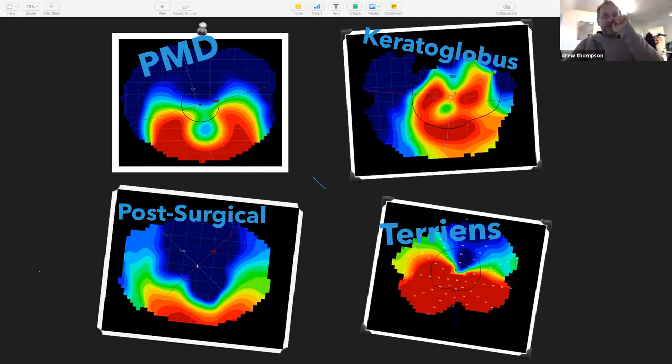Then you've got keratoglobus. That's generally, as you can see there, a much broader area of steepening all over the cornea. Your post-surgical tends to be a lot flatter in the center. So you've got this steepening at the bottom, but the center of the cornea is quite flat. You can see it by that blue area there. And then Terrien's, again, it's this peripheral generalized thinning. So you can get steepening all the way around, really. But in this particular case, the topographical map wasn't quite as extensive as I'd like it to be.